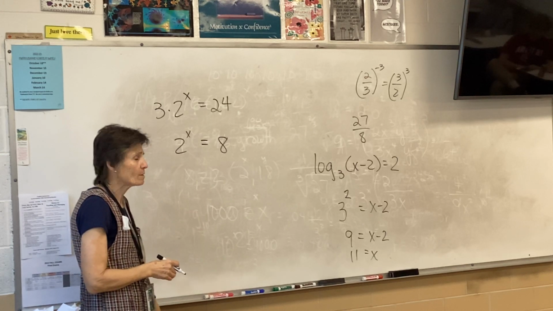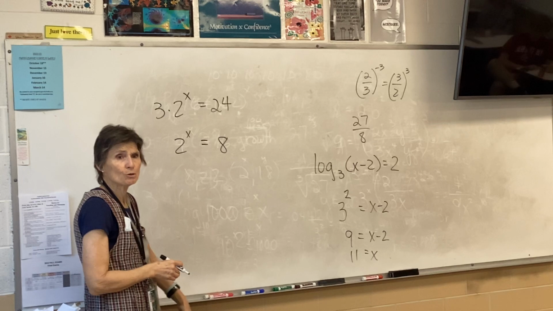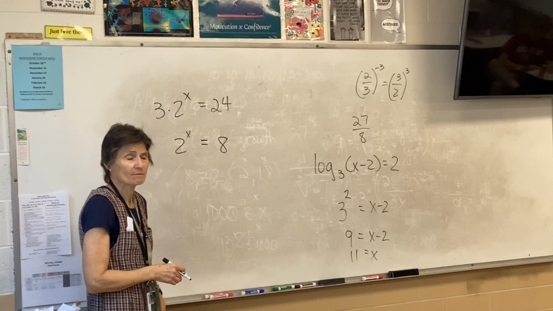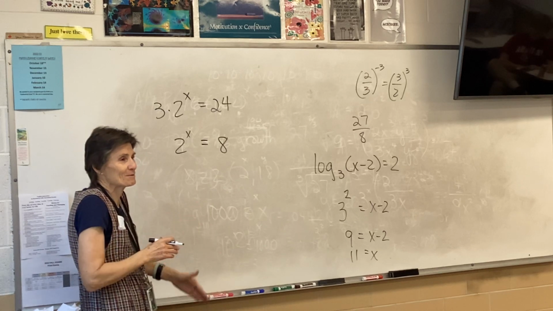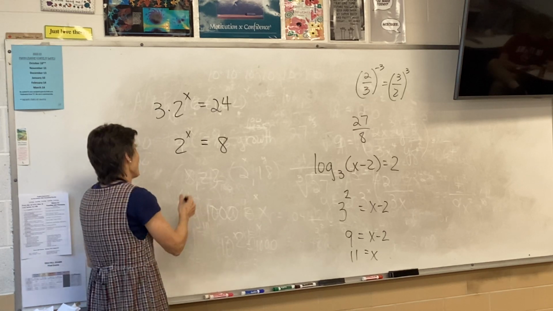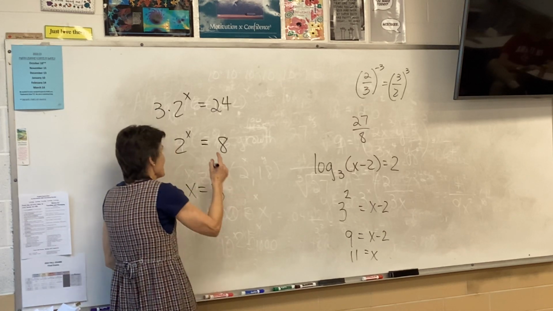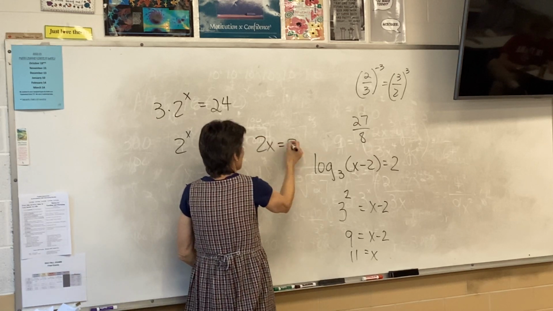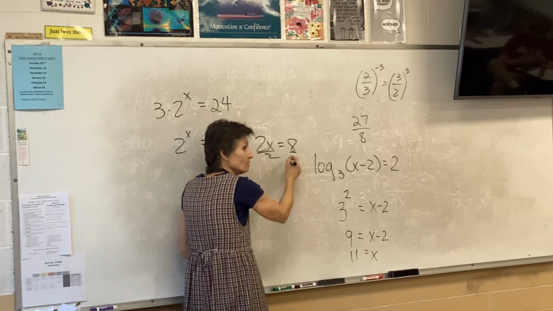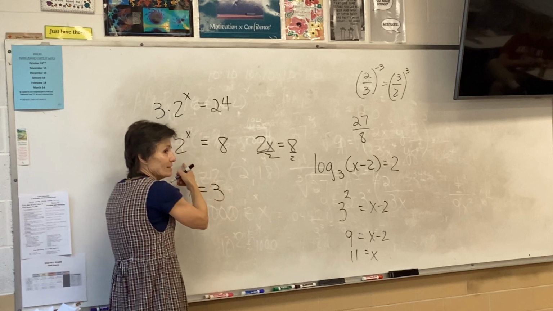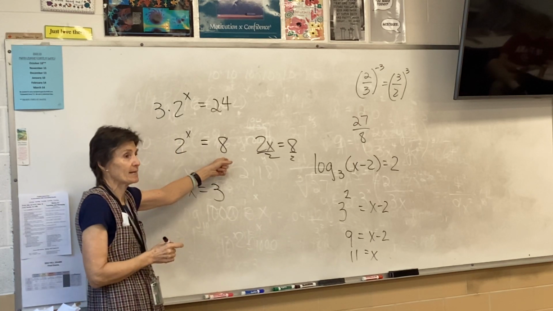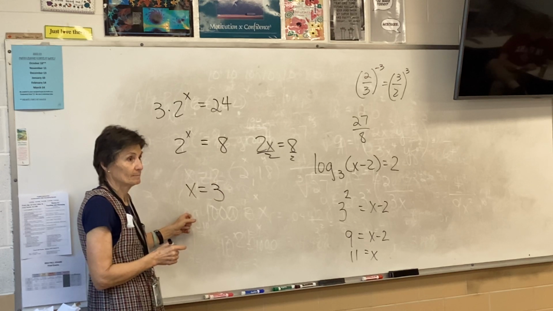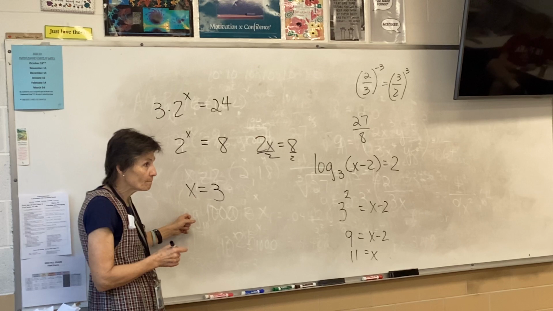No, we don't divide by 2. 2 to what power gives me 8? 3. So x is 3. If the problem were 2x equals 8, then I would divide by 2. This is not that. This says how many 2's does it take to make an 8? Well, it takes 3. Right?